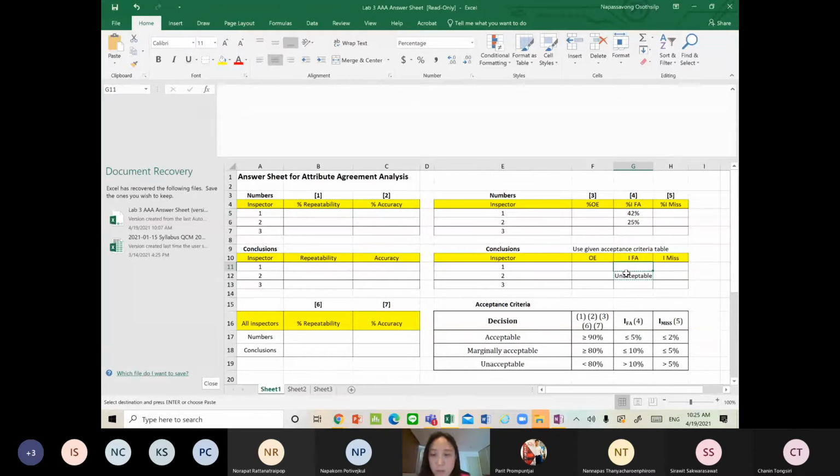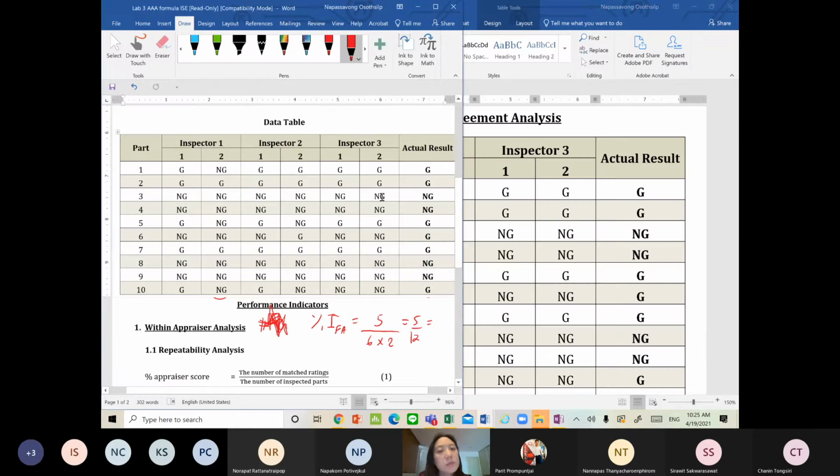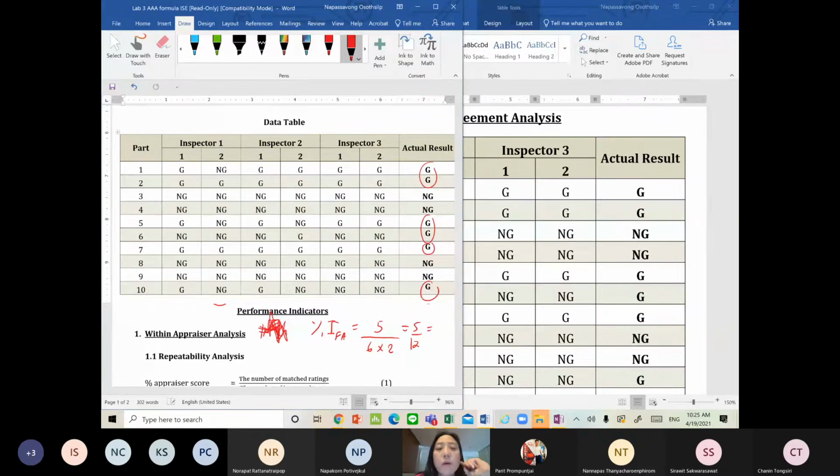Number 3. Has anybody finished with that? Number 3, right? Okay, let's do that together. 1, 2, right? 3, 4. Is that right? Which is not correct. So 4 out of 12, which is?